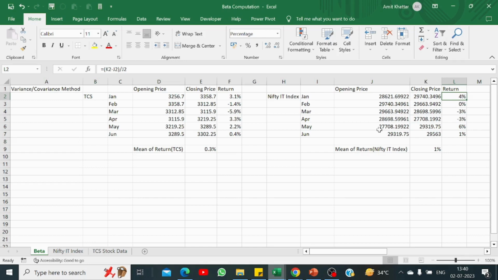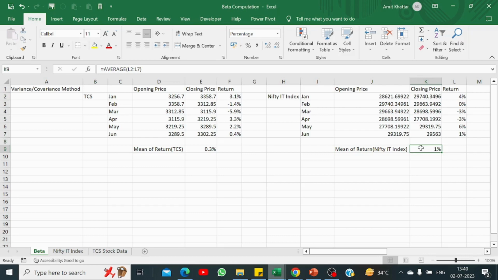Now, in order to determine the beta using the variance covariance method, firstly, what I've done is I have taken the average of all the returns that I have from January to June. So I've determined the mean of returns for TCS, using the average function. Same way, I have used the average function for the Nifty IT index from January to June.